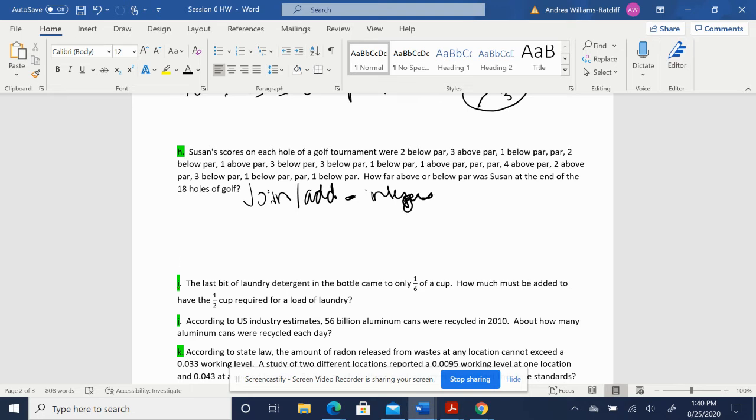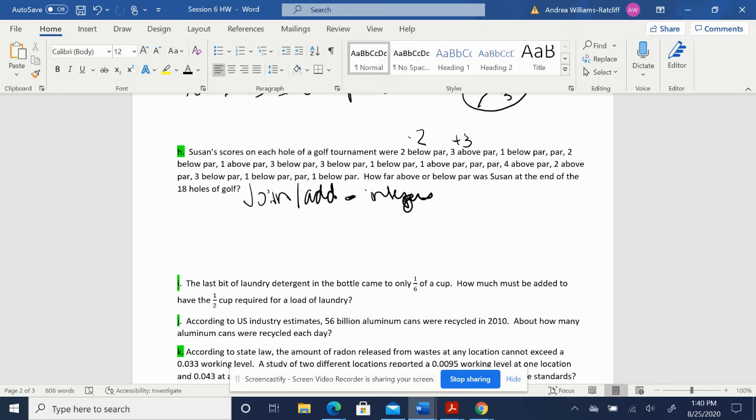integers. Okay, when we hear 2 below, 3 above, 1 below, if you've ever kept golf score before, 2 below would be -2. Okay, 3 above would be +3. So we would be joining, looking at the overall union of these scores. So what exactly would we be joining or adding?